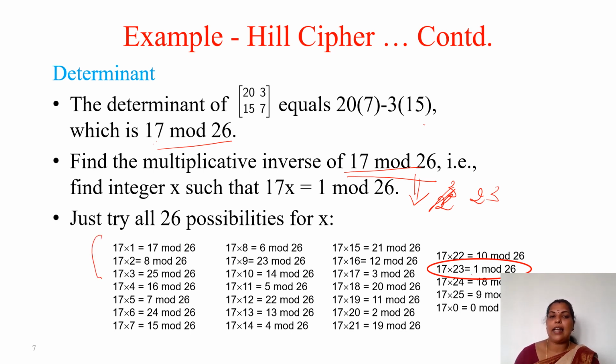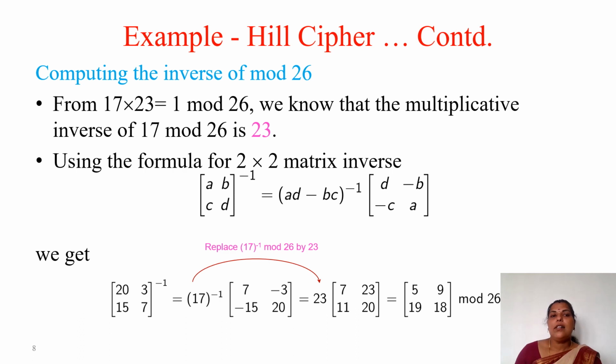Here a trial and error approach is given, but we don't want to go for this method because we know the algorithm to compute the multiplicative inverse. You have to use the extended Euclidean algorithm to find the inverse. So 17 inverse mod 26 is 23. We already know that.